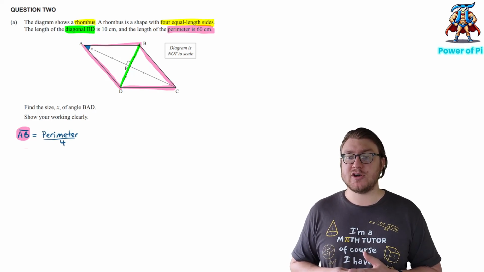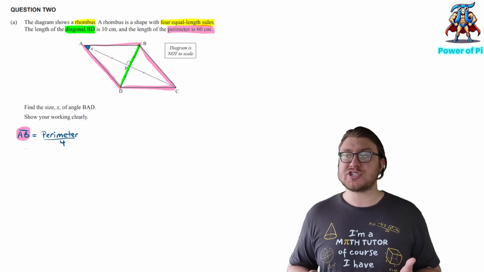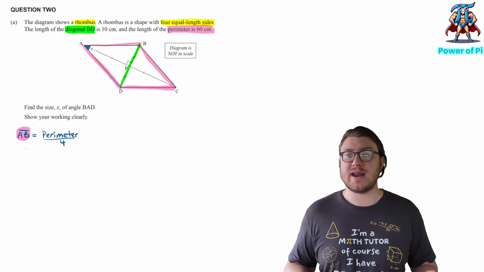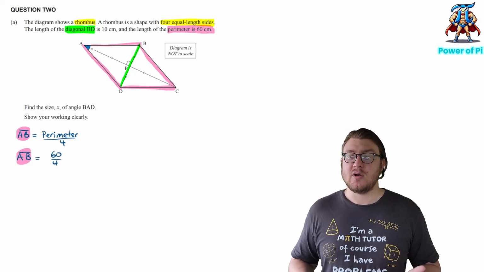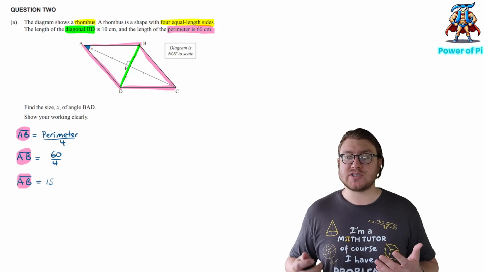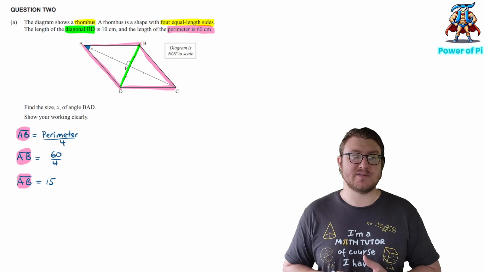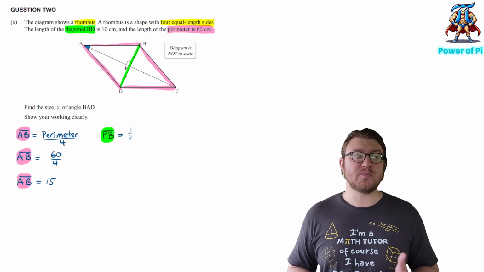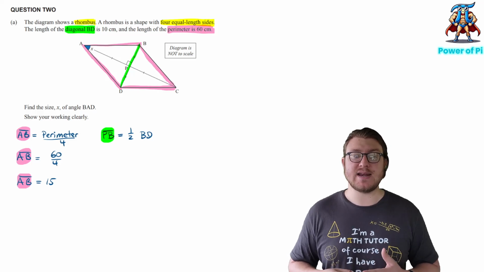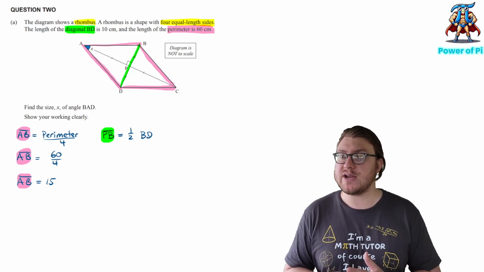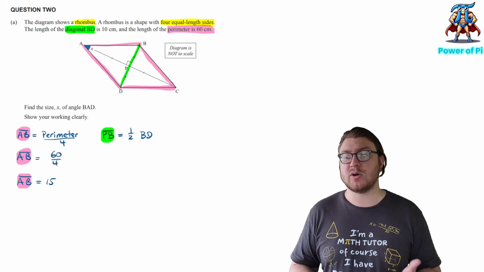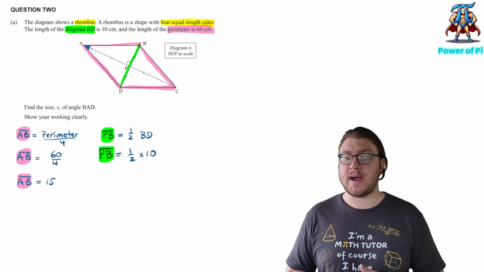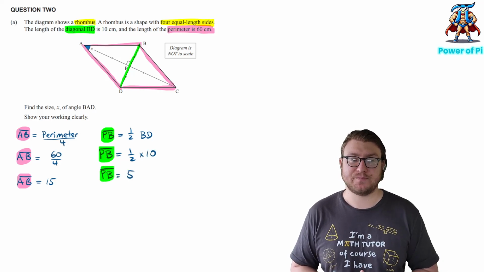So let's start first with the information that we know. Each side is going to be the perimeter divided by 4. This is because all the 4 lengths are the same. Well, this gives us 60 divided by 4, so each side is going to be 15 centimeters long. We've also been given that the green line BD is going to be 10 centimeters. Now, in order to find half of this from B to P, we're going to just divide 10 by 2, which will give us 5.